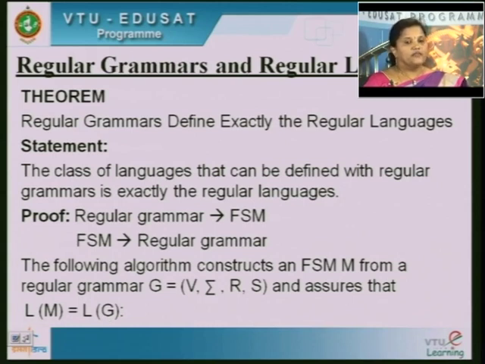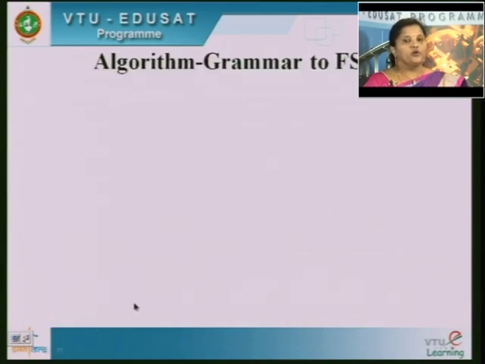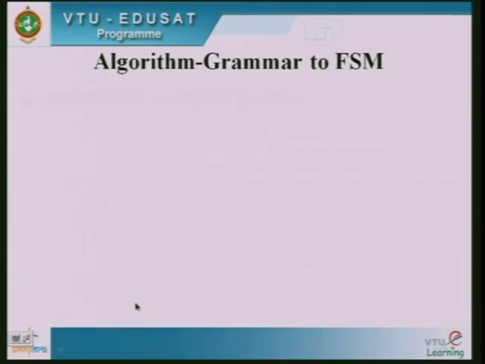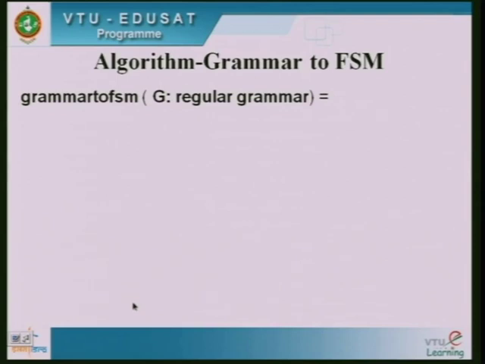So what does it mean? That means when you derive the strings by applying the rules of this grammar, you will get the strings. Similarly, if you traverse those strings through the finite state machine, it should reach the final state. Then you can say that both the languages are the same. So let us see the algorithm of converting the grammar to a finite state machine.